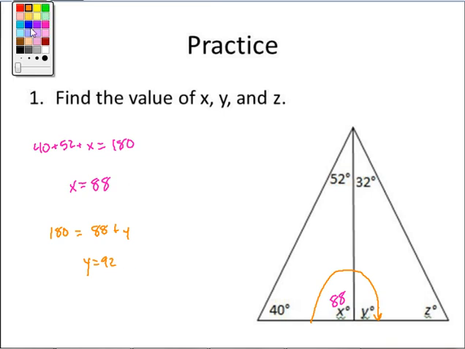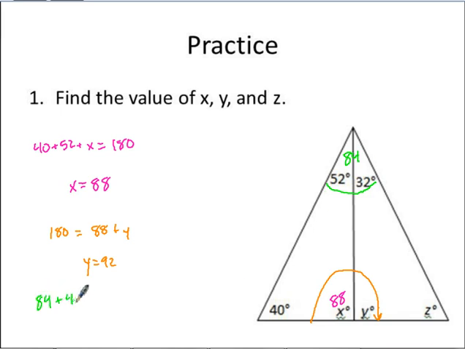And then to find the last one, I can do a couple different things. I can use the 92 and the 32, or I can use, see this angle right here is actually 84. I could use the big triangle, 84 and 40. So let's do that one. 84 plus 40 plus z equals 180. When we solve, we get z equals 56.